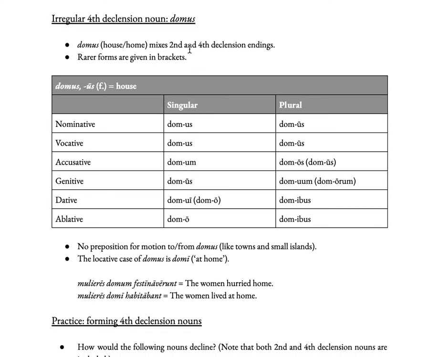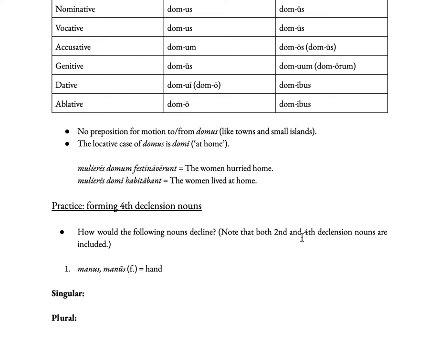So, here is the noun domus, which is difficult because it's a bit irregular. It's a mixture of second and fourth declension. You can see I've put in brackets rarer alternatives for these main endings. So domus, domus, domum, domus, domui. That's fourth declension. But then here you get domo, which is second declension. And then in the plural you get domus, domus, domos. So that's fourth, fourth, second. And then domuum, domibus, domibus. That's all fourth. So it's a bit irregular. Also notice if you are expressing movement to or from a house, you don't need a preposition. So you don't say ad domum, you just say domum. And you don't say a domo, you just say domo. There's also what's called the locative form domi, and domi means at home.